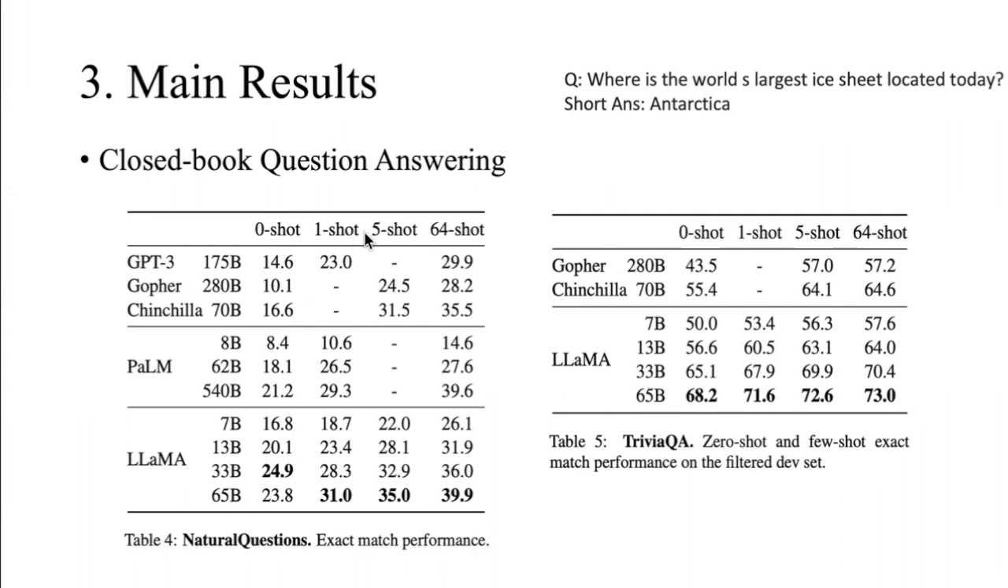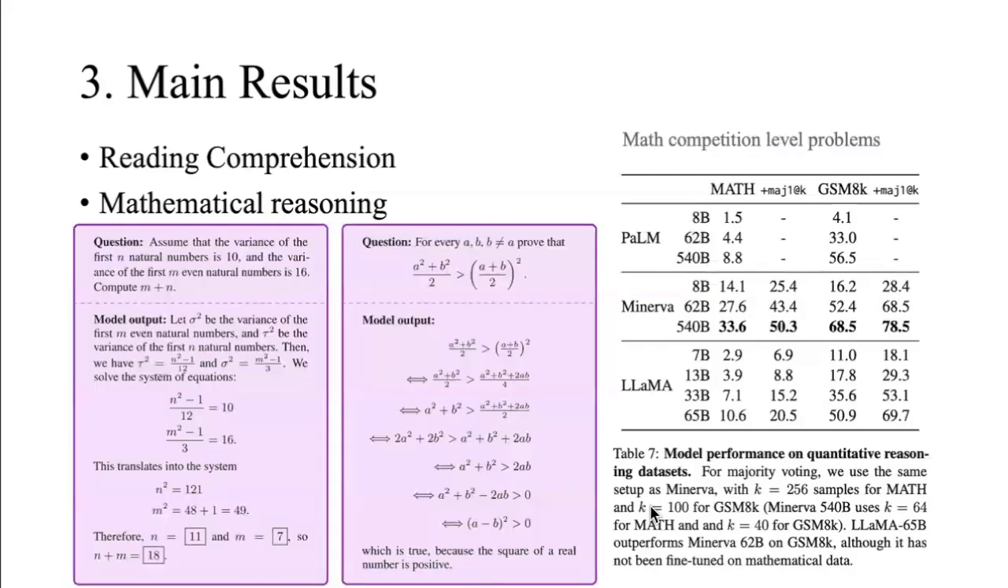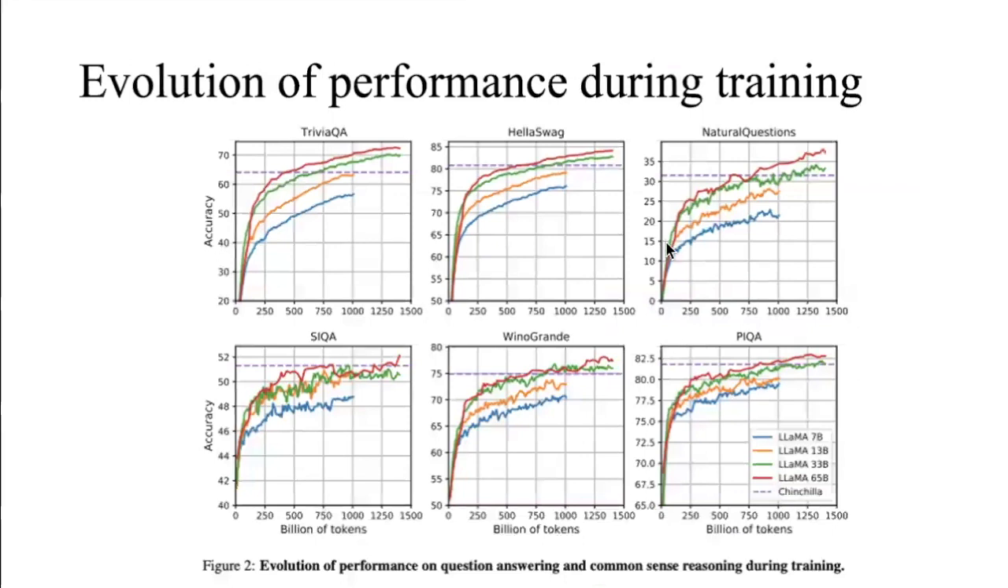And this shot is like you provide a few examples in your prompt to the model so that the model kind of knows what type of Q&As you are expecting from it. The evolution of the model performance during the training period, right?